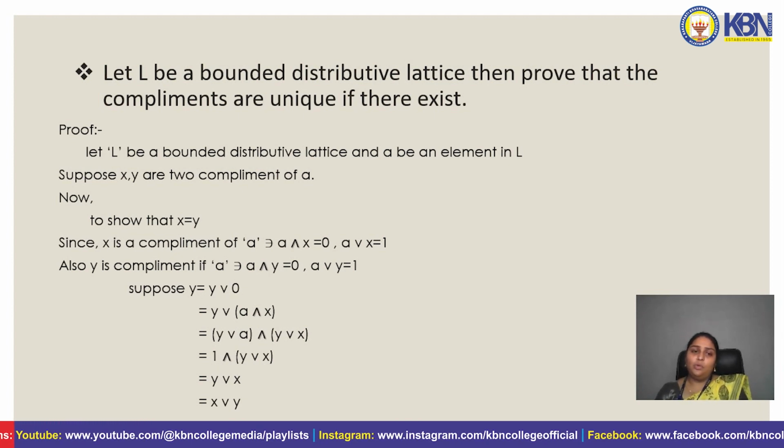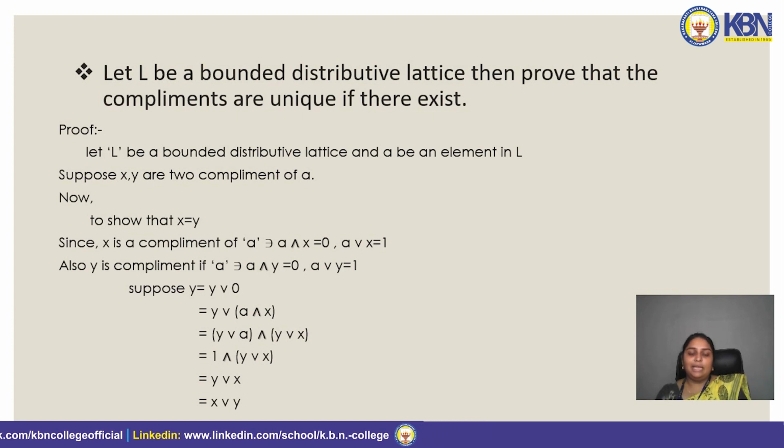Suppose y can be written as y join 0. In place of 0, we are using A meet x, since A meet x is equal to 0 from the x complement definition. Then we can write y is equal to y join (A meet x). Already it is given that L is a distributive lattice, so we can distribute the elements. Then we get (y join A) meet (y join x).